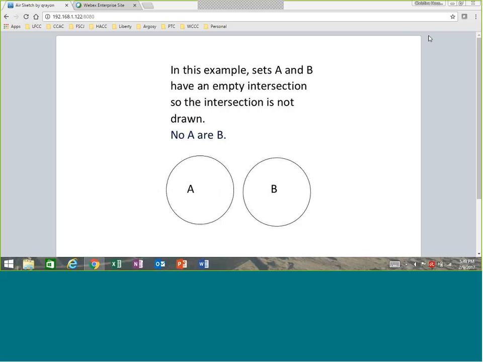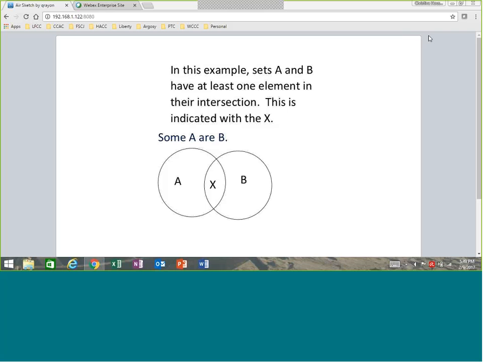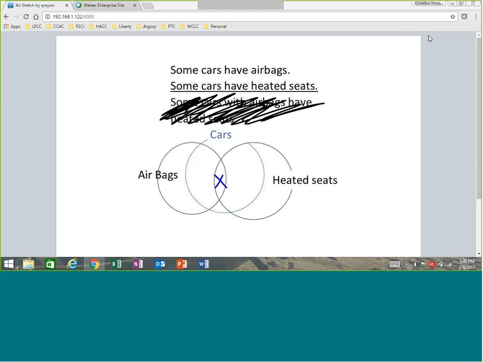This is "no A are B," where they don't intersect at all. So I do know that in this example, the car circle and the airbag circle do intersect because it says some cars have airbags. So I'm going back to this particular picture, that in general, anytime it's "some A are B," this is how you draw it. Let me go back to where we were right there. Okay.